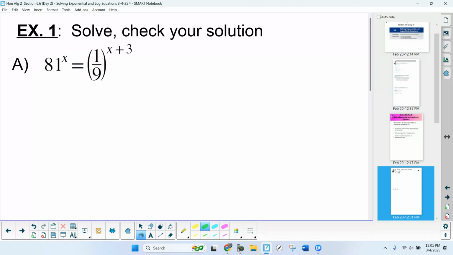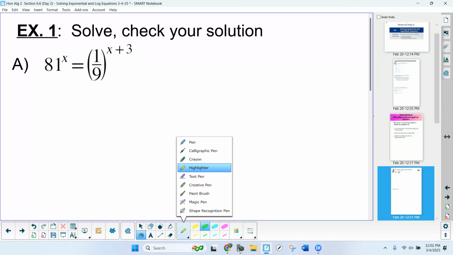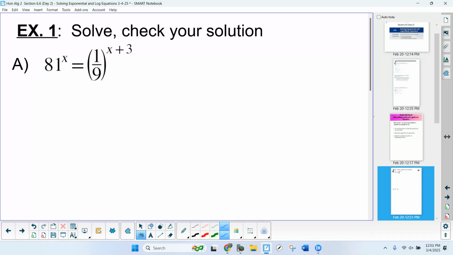So you're kind of right. I would do same bases. But what base are you going to turn them into? Base what? Base 9. What is 81 equal to? 9 squared. So do you see how I did not change the value of this side?